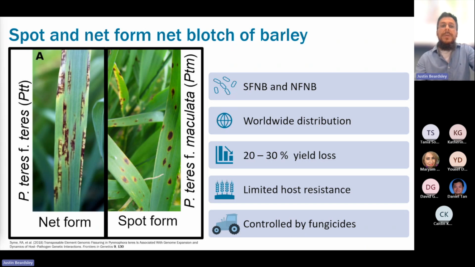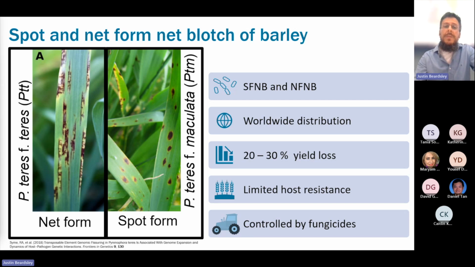So you've got spot and net form of blotch. Net form of blotch, this is the picture on the left-hand side. With these particular symptoms, these are following the veins, this necrosis. The pathogen that causes the disease is Pyrenophora teres teres. I'm going to abbreviate it as PTT.